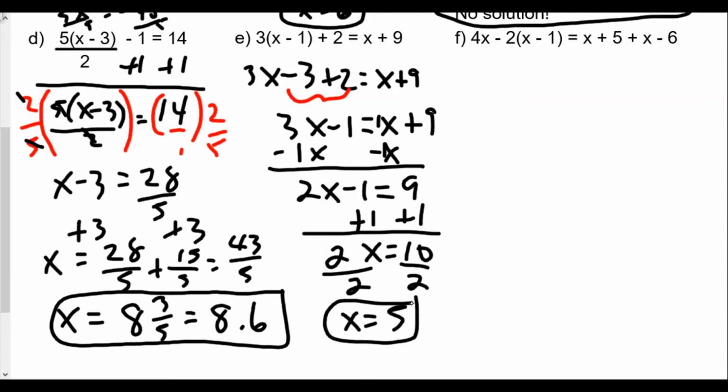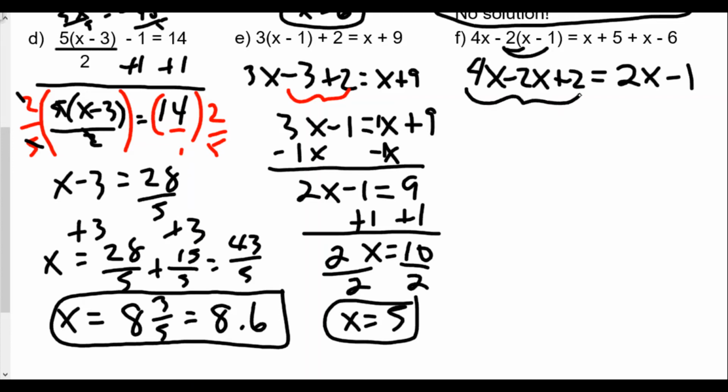Okay. All right, and so now for letter F, 4 minus 2 times x minus 1 equals x plus 5 plus x minus 6. On the left side, we'll distribute to get 4x minus 2x plus 2. Be very careful, because in this case, -2 is still -2, multiplying both of these things. On the right side, we're going to have x plus x is 2x, and 5 minus 6 is minus 1. Here we'll combine like terms to get 2x plus 2 equals 2x minus 1.